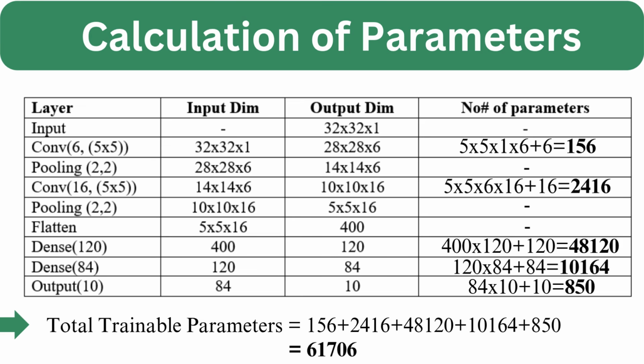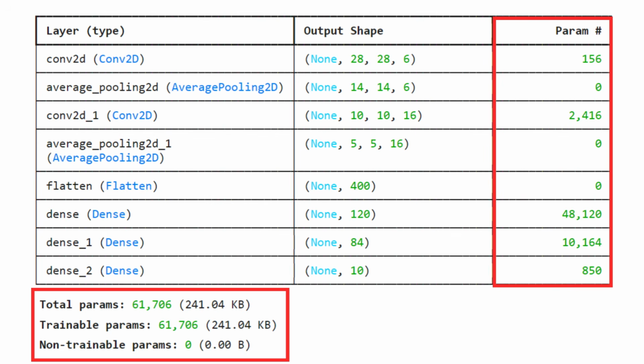If you remember, we showed you a model.summary output in the beginning of the video, and I said that we will compare our solution with that one. So let's compare it. The first layer number of parameters is 156. For the second convolutional layer there are 2416. For the dense layer there are 48,000. For the second dense layer there are 10,000. For the third dense layer there are 850. And the total parameters are 61,706, and they are exactly the same as we have calculated in our example.